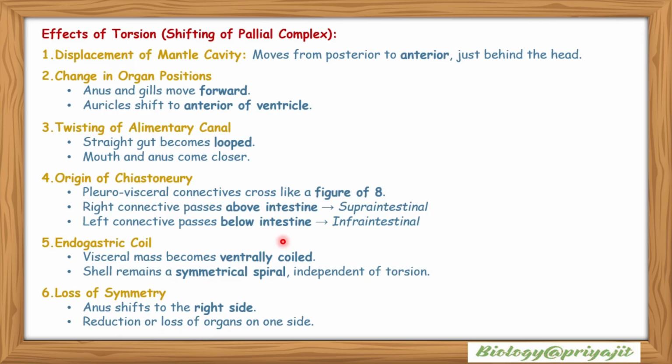Endogastric coil: the visceral mass becomes ventrally coiled. The shell remains a symmetrical spiral, independent of torsion. Loss of symmetry: the anus shifts to the right side, with reduction or loss of organs on one side.